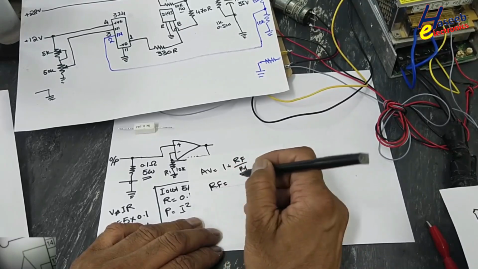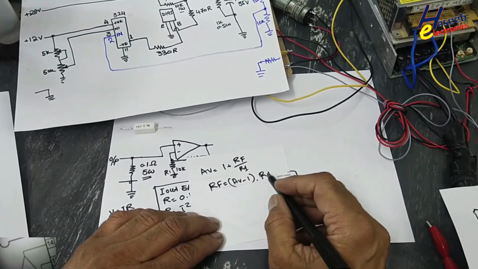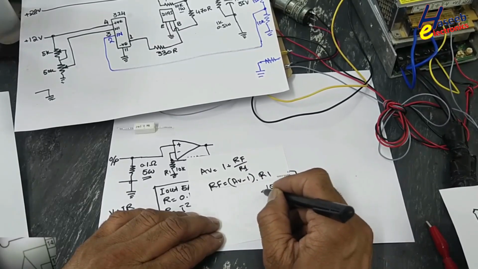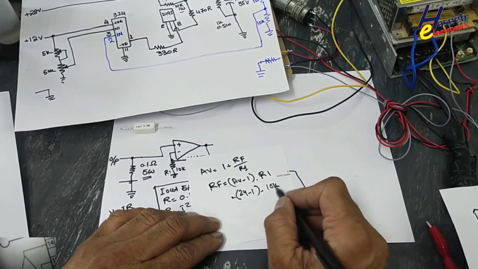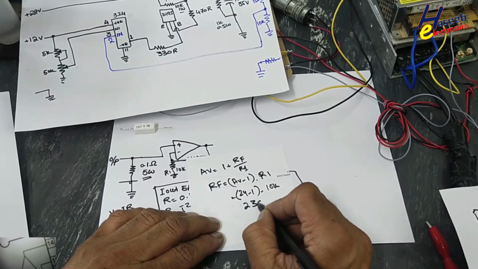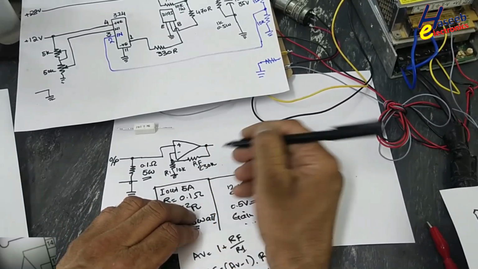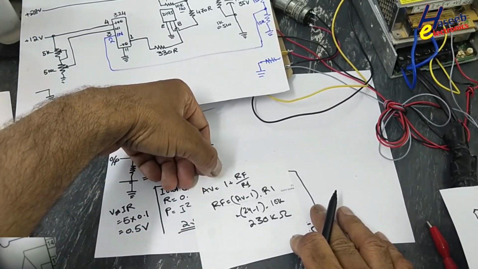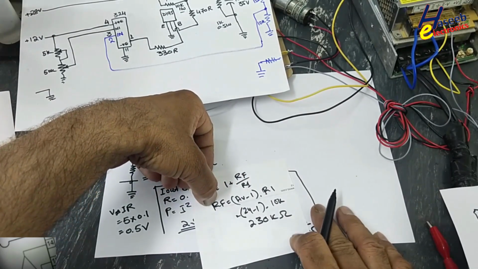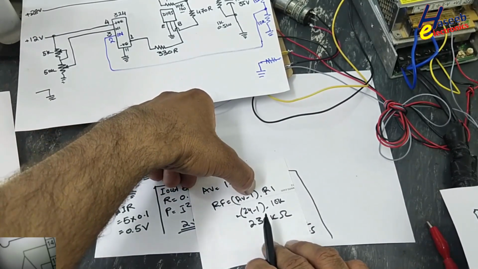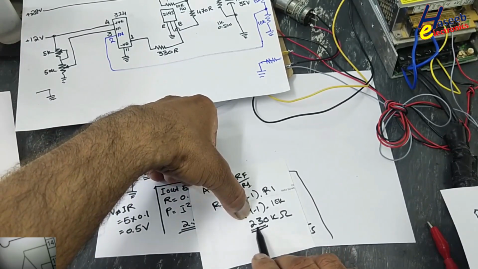RF is equal to AV minus 1, times R1. We selected R1 as 10K. Required gain is 24 minus 1, 23 times 10, 230 kilo ohm resistor, the feedback resistor. This is our gain, 1 plus RF divided by R1. Feedback resistor is equal to gain minus 1 multiplied by R1. So our resistor value is 230K.